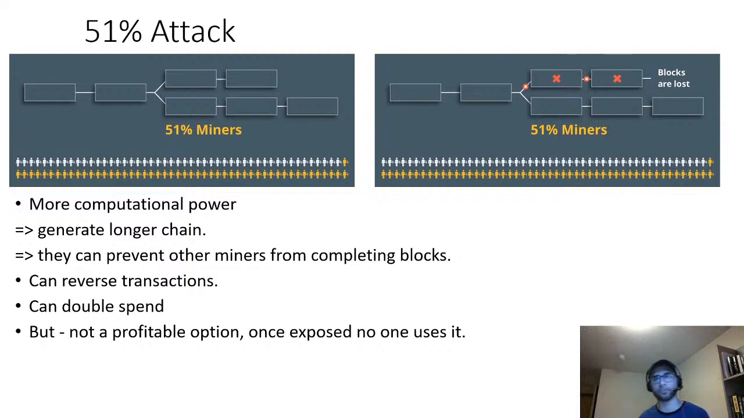But again, as I said before, this is not actually a profitable option for them, because even if Alice were to succeed in doing an attack, everyone would know that there was an attack on the blockchain, and then no one would use it. So obviously the value of the cryptocurrency would drop. And now she has 10 extra coins, great. But firstly, no one's using the coins. And secondly, those coins have no value.